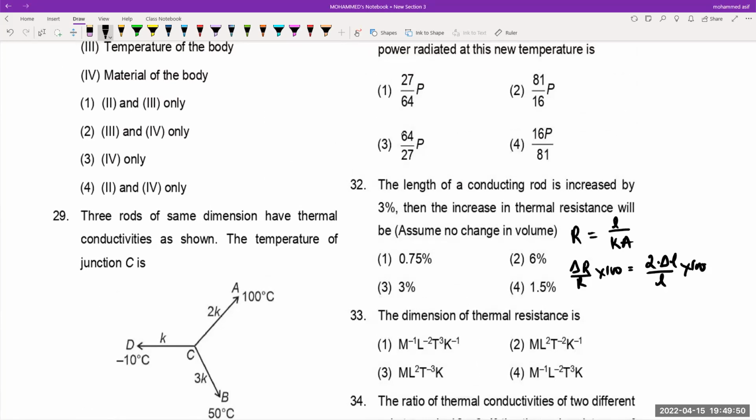ये L2 कैसा आ गया बेटा? क्योंकि एरिया जो है ना बेटा, वॉल्यूम इज इक्वल्स टू एरिया इनटू लेंथ लिखोगे, सो एरिया इज इक्वल्स टू वॉल्यूम बाय लेंथ. तो रेजिस्टेंस का फॉर्मूला क्या हो जाएगा? R इज इक्वल्स टू L डिवाइडेड बाय K इनटू एरिया, इज V बाय L. तो L ऊपर चले जाएगा, तो इट इज L स्क्वायर डिवाइडेड बाय K इनटू V. तो R इज डायरेक्टली प्रोपोर्शनल टू L स्क्वायर हो गया.